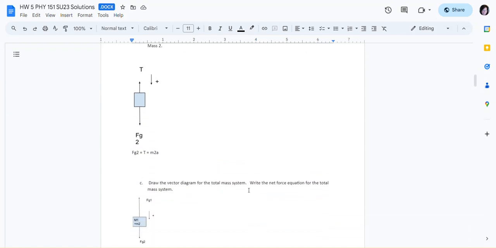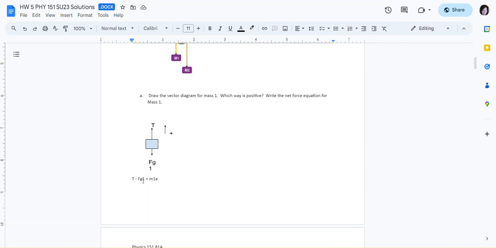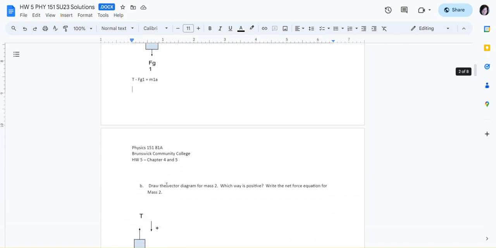So when you get ready to write the net force equation, that would be T minus FG1 equals M1A. So you always start with the net force equals MA. And since we're dealing with mass 1, M is M1 and FG is FG1. You want to make sure that you distinguish between those. So I was looking for a diagram that had T going up, FG going down, and the positive direction is up. And your net force is T minus FG1 equals M1A.